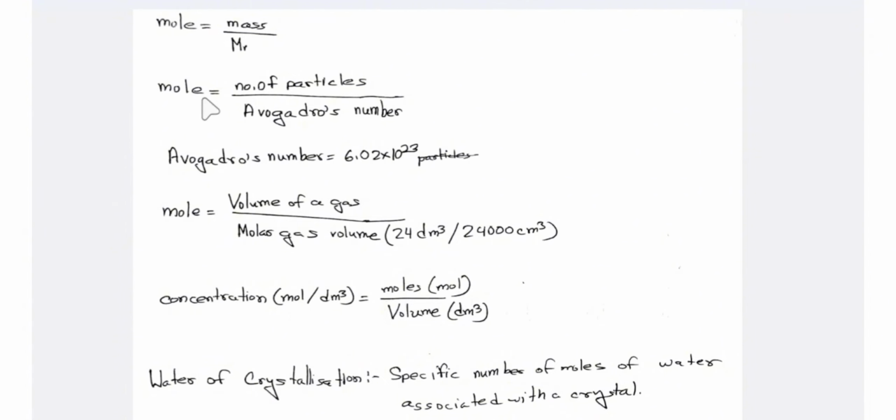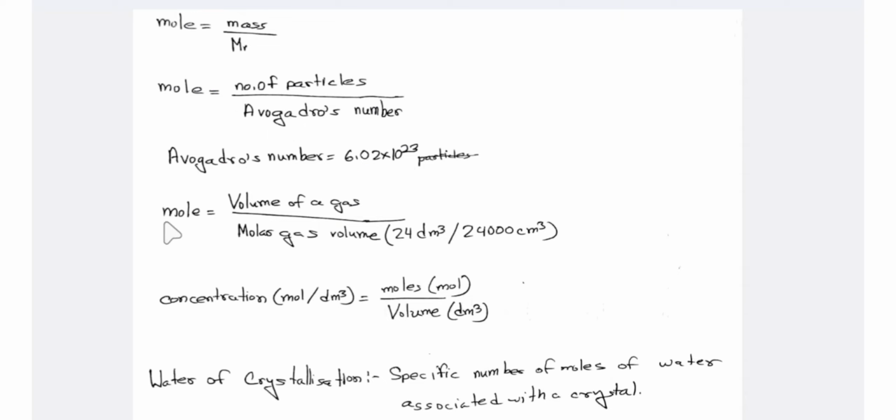Then number of moles is equal to number of particles divided by Avogadro's number. And what is Avogadro's number? It is 6.02 × 10^23 particles. So number of moles is equal to number of particles divided by 6.02 × 10^23. And number of particles is equal to number of moles times 6.02 × 10^23.